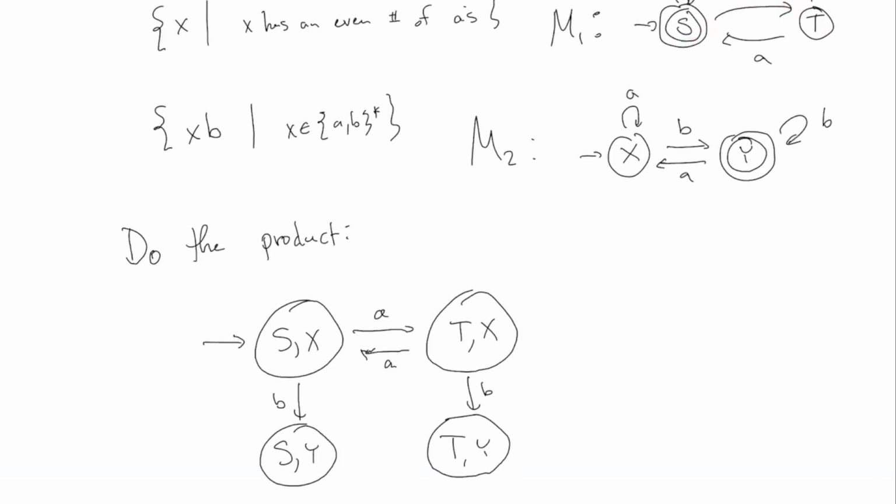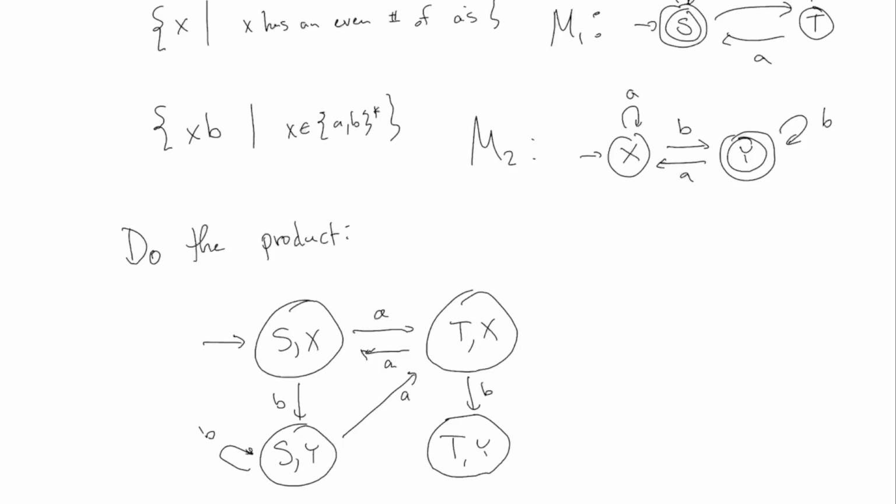S goes to T, and Y goes to X. So this becomes TX, which is that. All right? With a B, S comma Y, S becomes S, Y becomes Y. That stays put, so this is a looped edge.